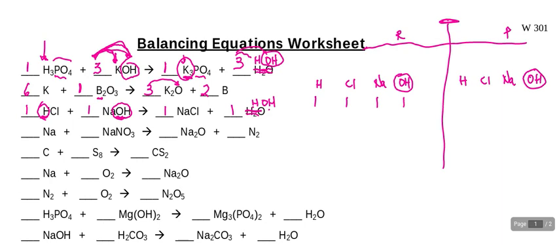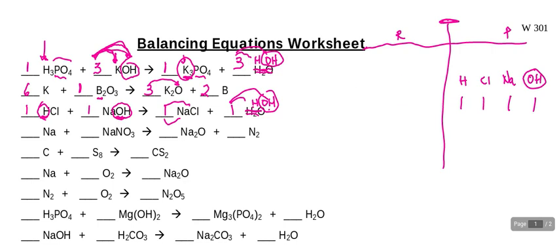So I kind of have to look through on the product side. How many H's do I have? Right here, there's 1. How many OH's? Right here, there's 1. How many Cl's? There's 1. How many Na's? There's 1. So everything looks like it matches up on the reactant side and on the product side. So this does look balanced. All right, so let's try the next one.